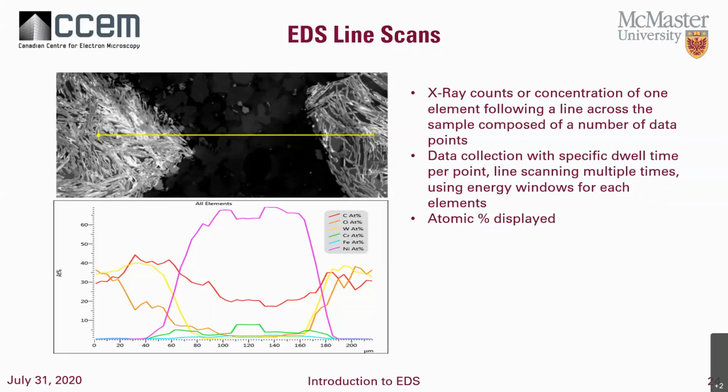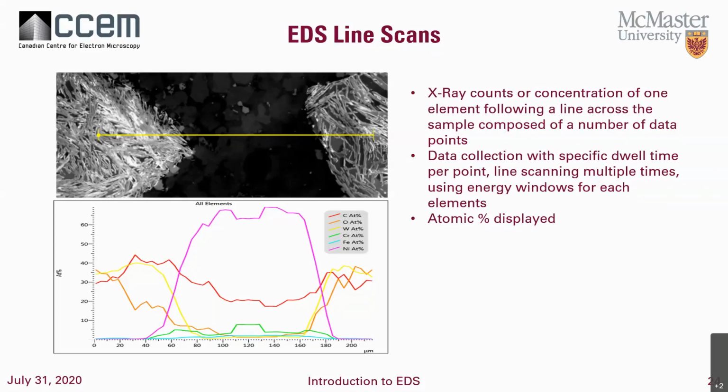So same thing, X-ray counts and concentration. The line actually represents a number of data points, so you can set how many data points you're going to be doing, or the distance between data points, which you can keep in mind as your spatial resolution. So you'll have specific dwell times, so the amount of time per point, and how many times you scan the line. We use energy windows like we do for mapping.